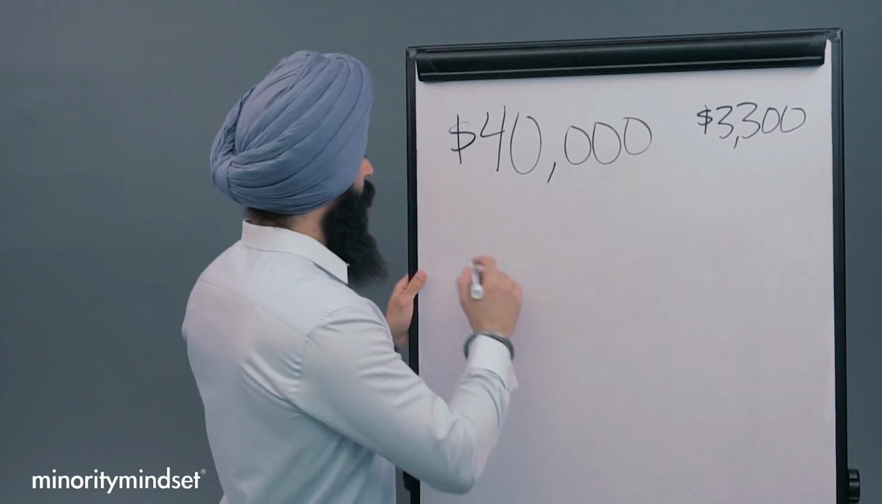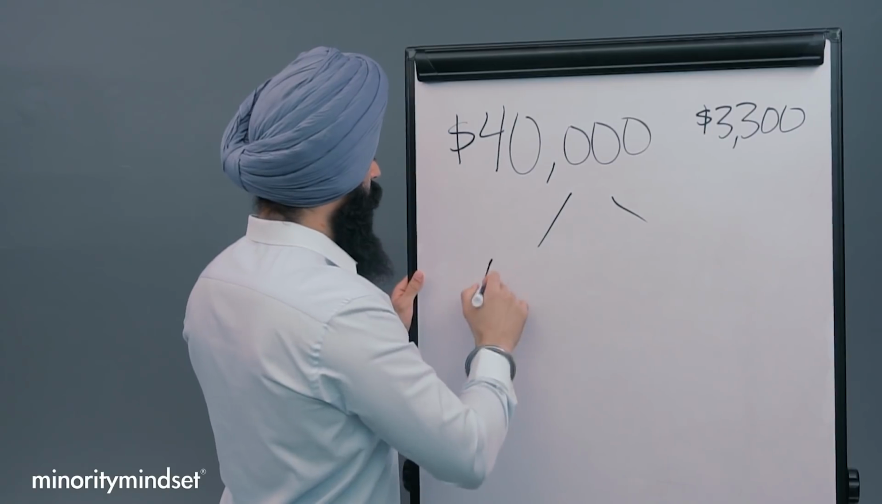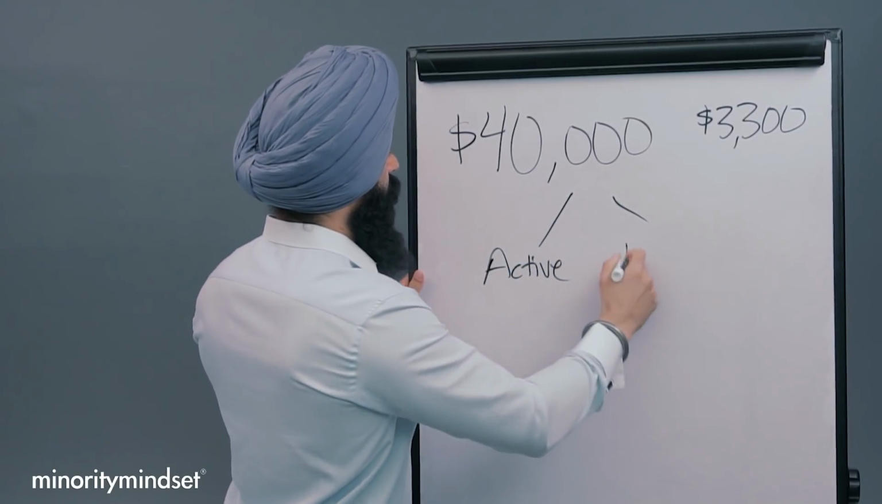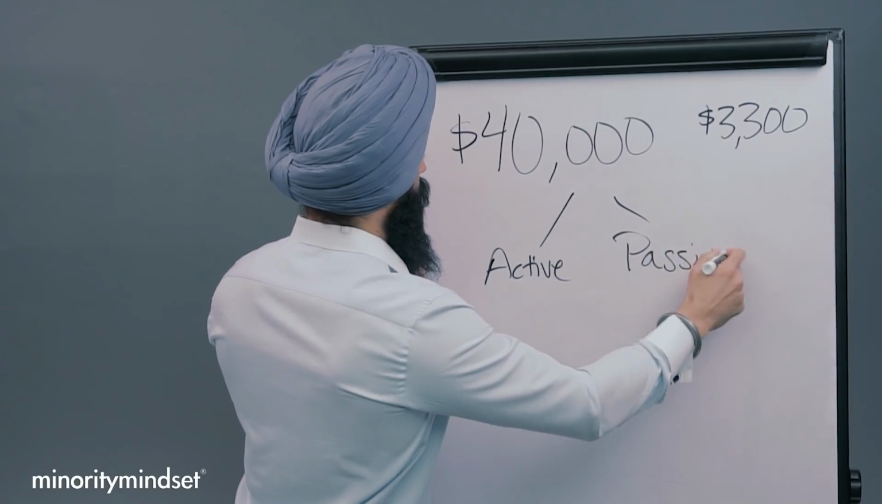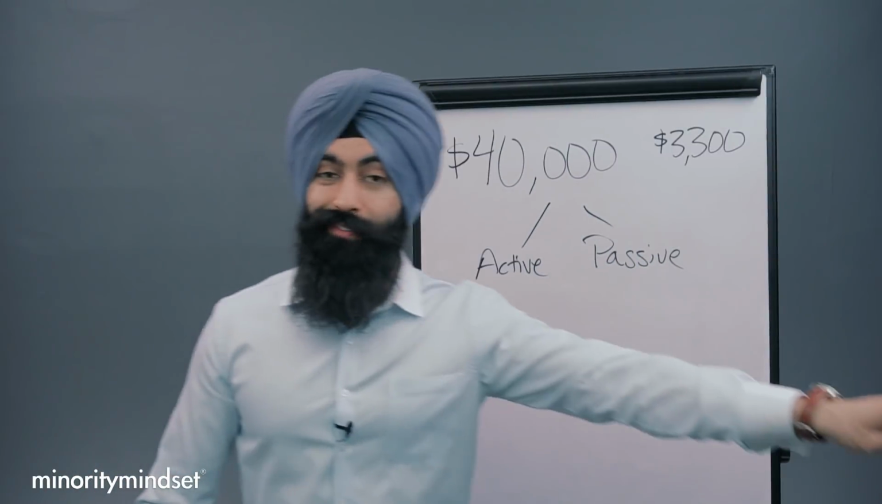Essentially what you got to do is you got to understand the different types of income there are. So there's active income and then there is passive income. What you're going to do is you go to work every single day.